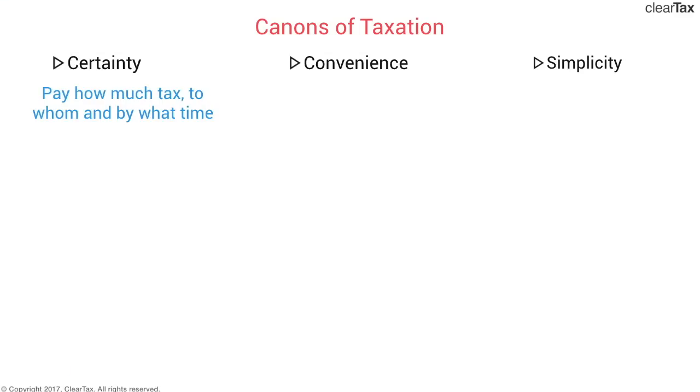And that exactly, my friends, is the canon of certainty. Pay how much tax to whom and by what time. Next, moving on to the canon of convenience.